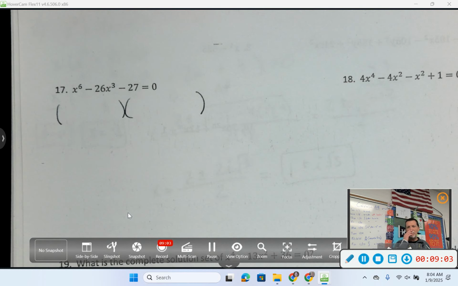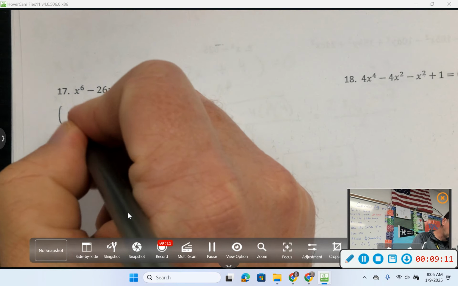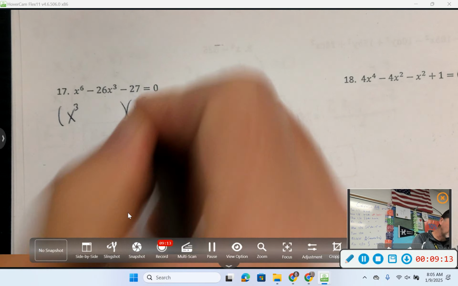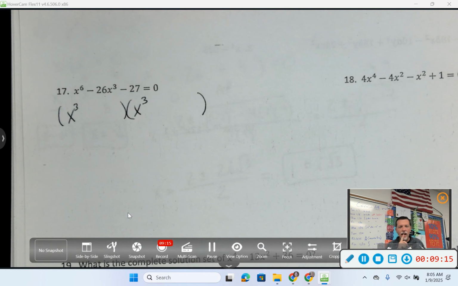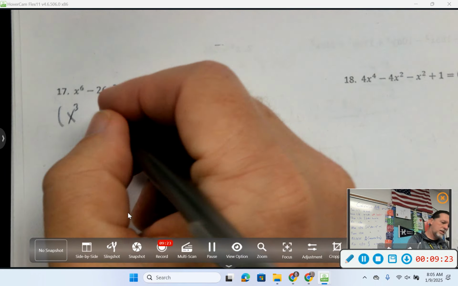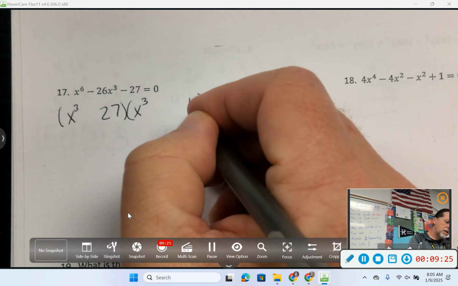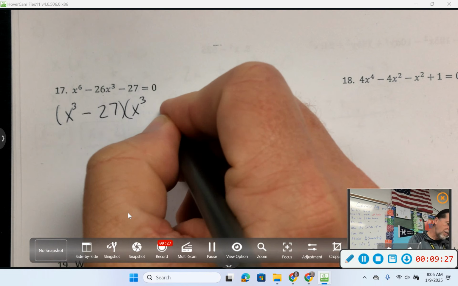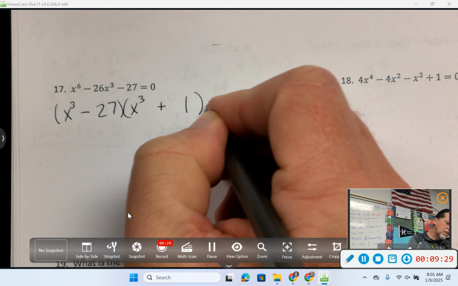27's a cube, but the rest of the problem is not a perfect cube, so I don't think that's going to... But we can do that x cubed and x cubed this time. That would make x to the 6th. And then, oh, this isn't as bad as it looked, maybe. 27 and 1. 27 and 1. Minus 27 and positive 1.